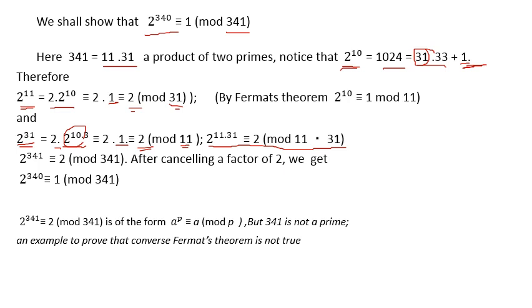That is, 2^341 is congruent to 2 modulo 341. We can cancel 2 here as it is relatively prime to 341. We get this result, which is required. What is interesting to note is that 341 is not a prime number, but it satisfies this result of Fermat's theorem. Therefore, this example shows that the converse of Fermat's theorem is not true.